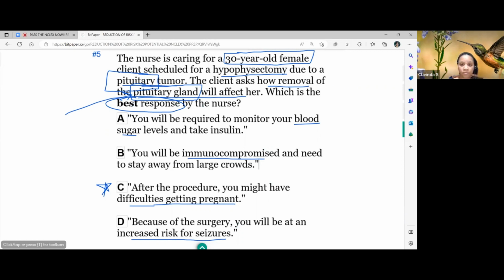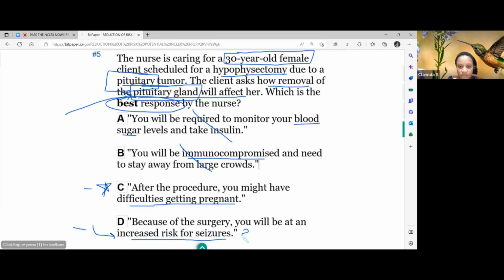Now, a lot of people would look at this and say, okay, she had some brain surgery. She's at increased risk of ICP and she can have seizures, right? And so that would take you to this. So if you got down to those two and we got rid of blood sugar, because pituitary gland doesn't really affect your blood sugar levels and put you on insulin, doesn't really affect your immunity. So if you get down to C and D, focus in on your subject. Pituitary gland was removed. Because of the surgery, you will be at an increased risk for seizures.